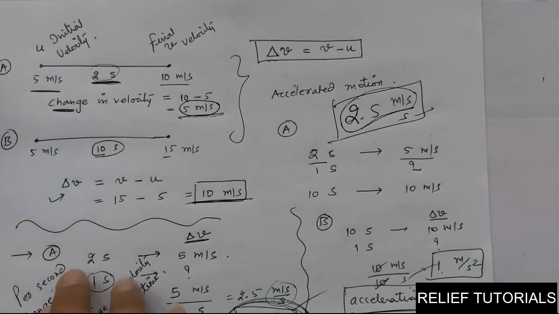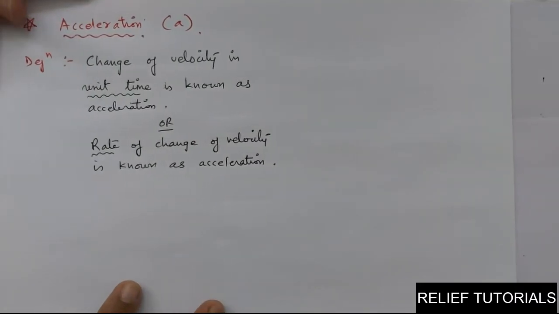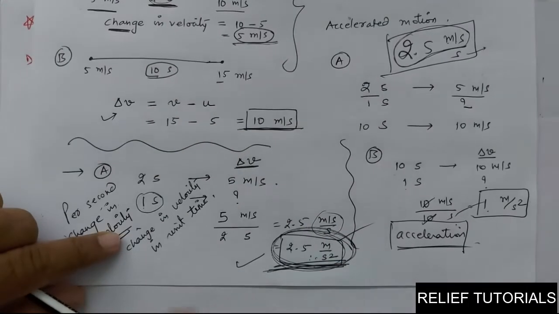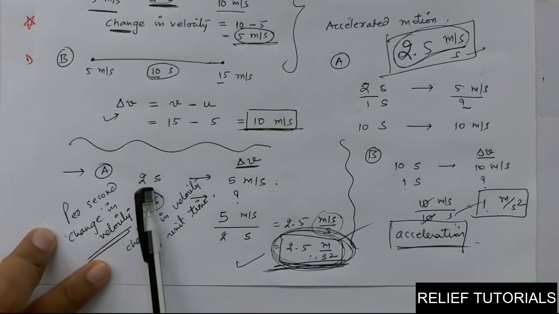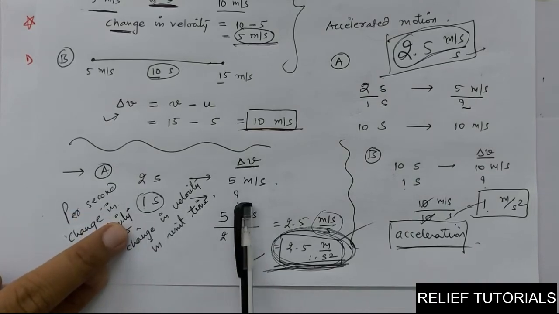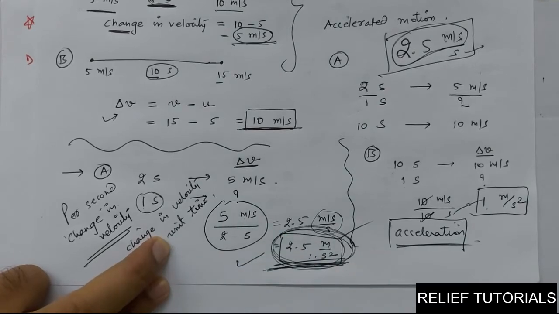Acceleration represents what? The change in velocity per second. How did we find the answer here? What is the method? What have we done? See, 2 seconds total. What is the change? 5 meter per second. So in 1 second, how much was it? Simply the cross multiplication method. This was our mathematical step.